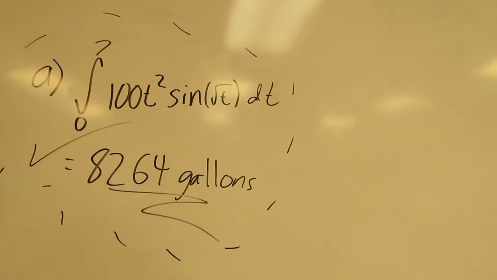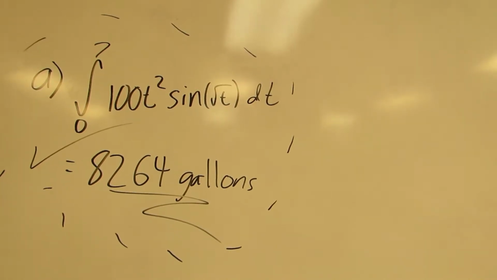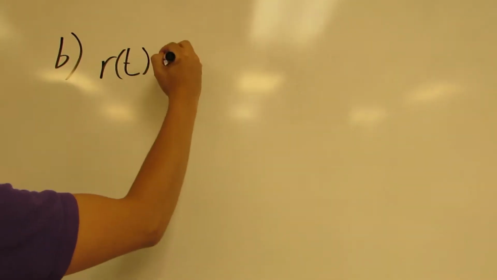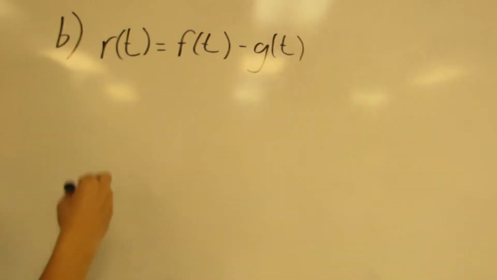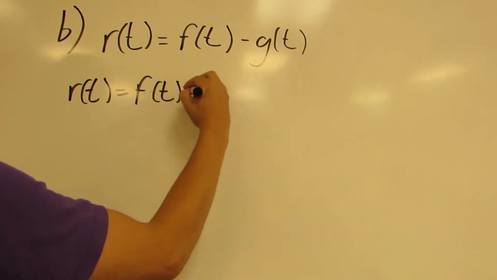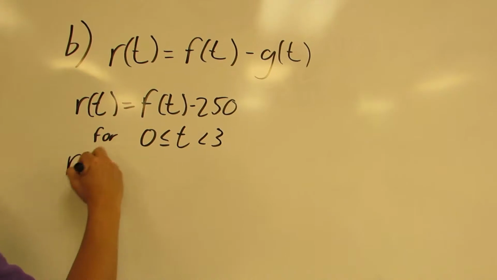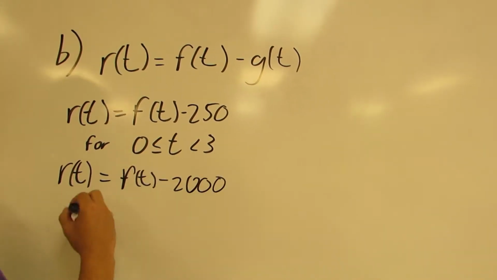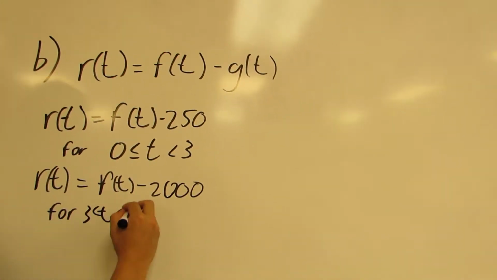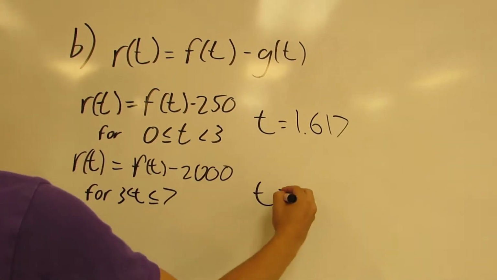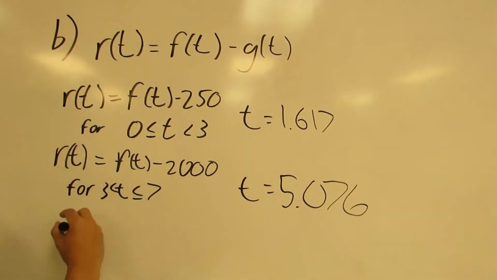For part B, we need to find, on the interval of t, 0 to 7, during which time interval the amount of water in the tank is decreasing. To do this, we can create a function r of t to figure out when g of t is greater than f of t. We do this to find our critical points, to then determine where the function is decreasing. So when we do this, we get critical points to be t equals 1.617 and 5.076.